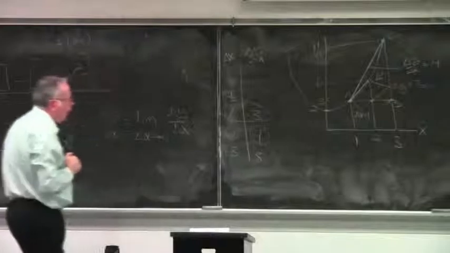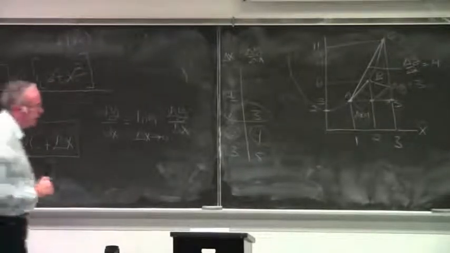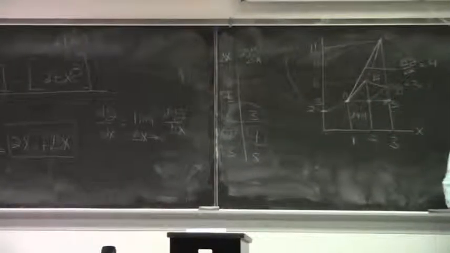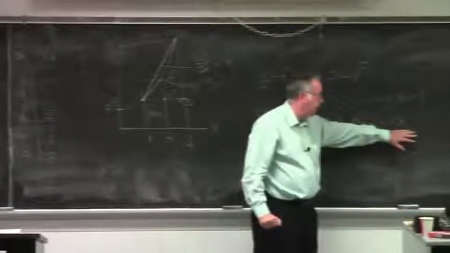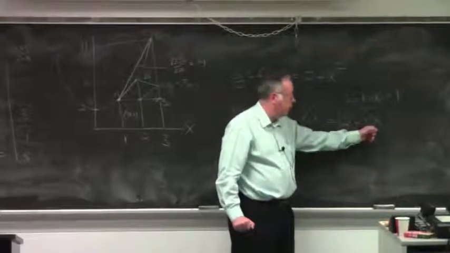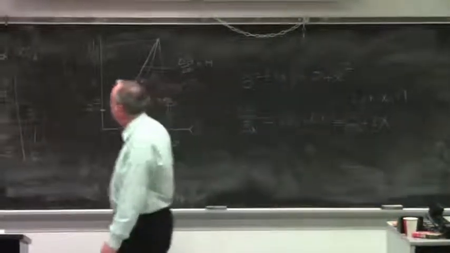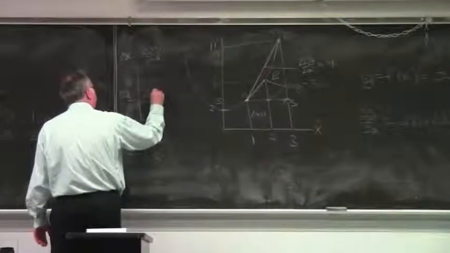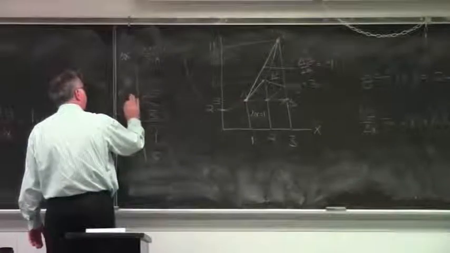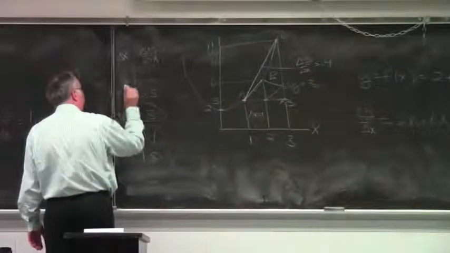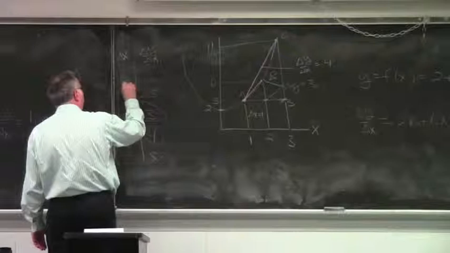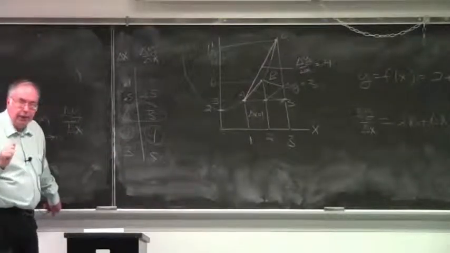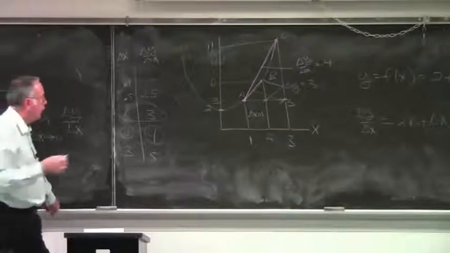What would delta y over delta x be? If delta x is 1/2, what would delta y over delta x be? 2 and 1/2, 2.5. Let me use decimals instead of fractions. Okay. Suppose delta x were 0.1. What would delta y over delta x be? 2.1.